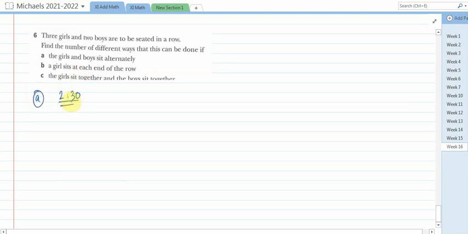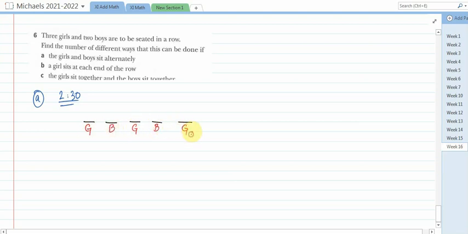So start. Alright. So we have 3 girls and 2 boys. It means that we have total 5 students. So 1, 2, 3, 4, 5. Alright. It says the girls and boys sit alternately. So let's suppose we have girl at the first place and then we have boy. Then we have girl, boy and girl.